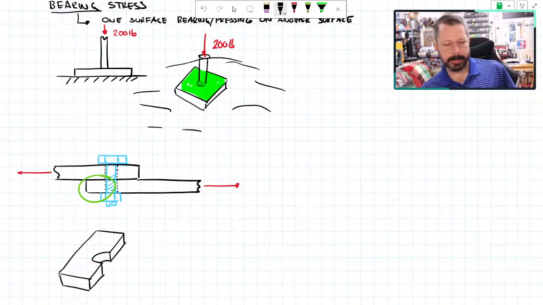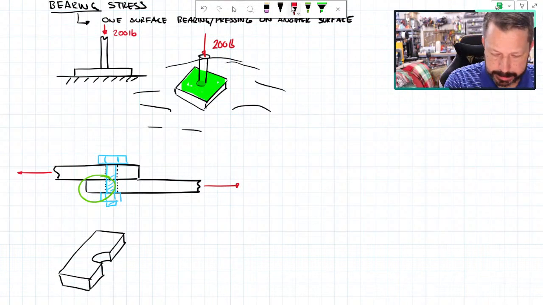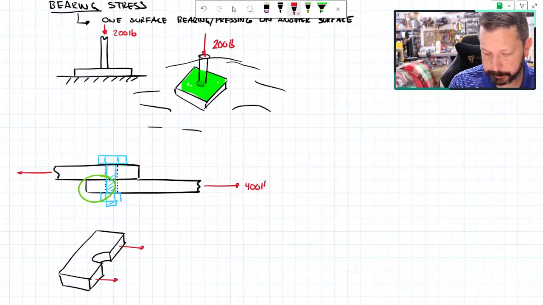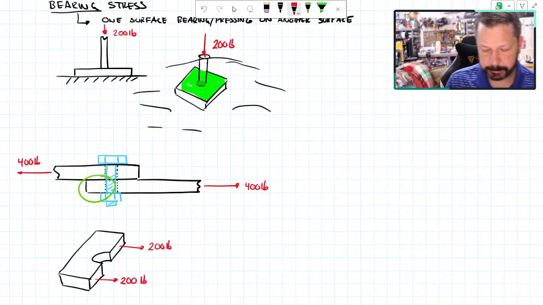Okay, so something like that would be if I took that little part I circled in green and drew it in 3D. The plate is being pulled this way. I didn't put numbers on that. Let's use 400 pounds this time. So 200 pounds here, 200 pounds here.